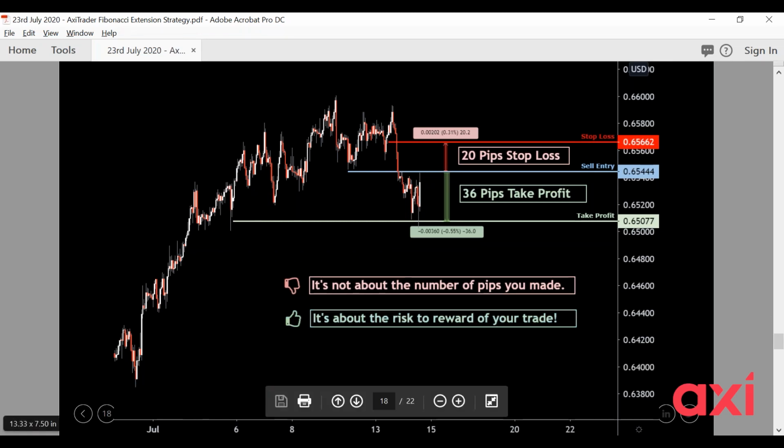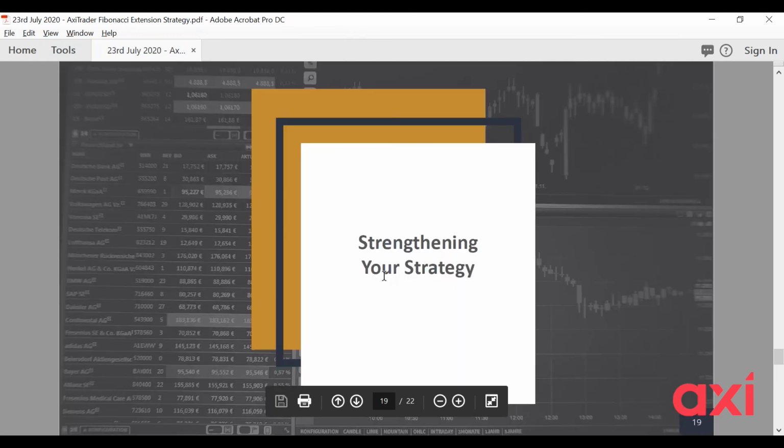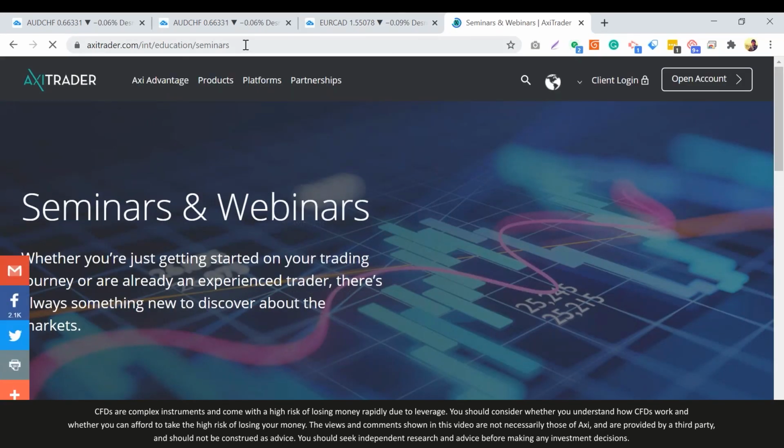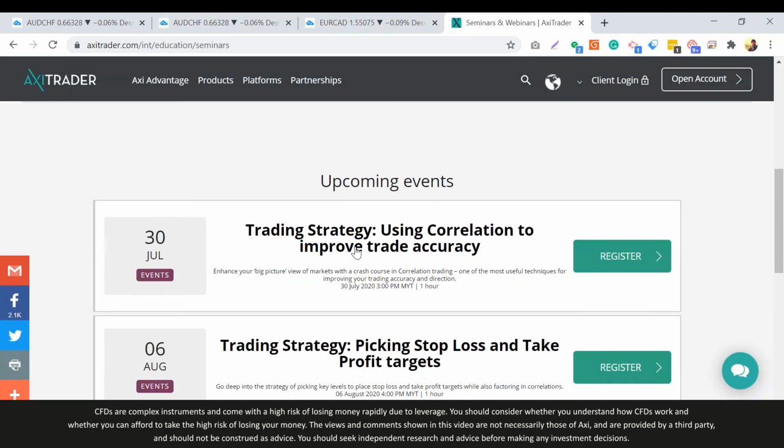Now, guys, we are starting to overshoot. I don't think I have time to talk about the part on strengthening your strategy, right? But what I do want to encourage you to do is go to exittrader.com, education, seminars and webinars. Next week we're using correlation to improve your trading strategies. We're getting more and more advanced. Right, I know we got a question asking where can you watch your previous recordings.